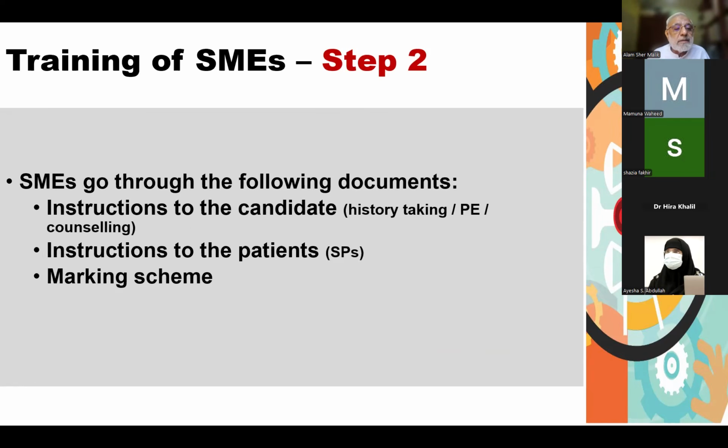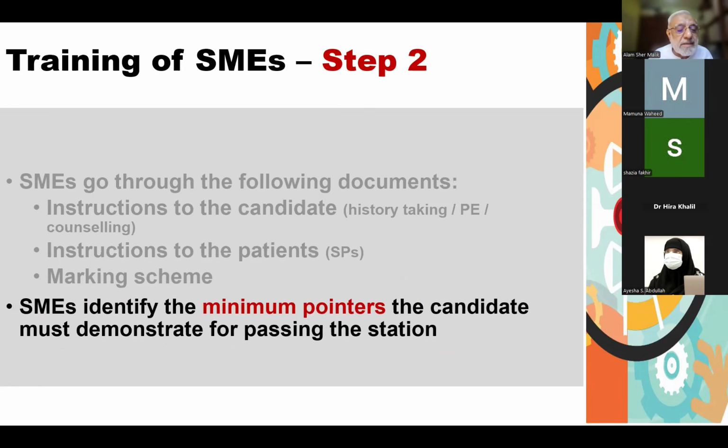Step 2 in training is that SMEs go through the following documents: instructions for the candidates, instructions for the patients if we are using a standardized patient, and the marking scheme. And SMEs identify the minimum pointers that a candidate must demonstrate for passing the station. This is again a very important step. SMEs identify the minimum pointers that the candidate must demonstrate. I'll explain in a minute in the example.